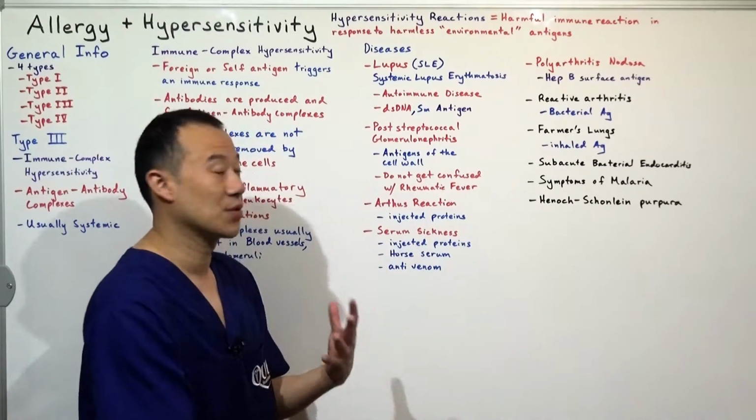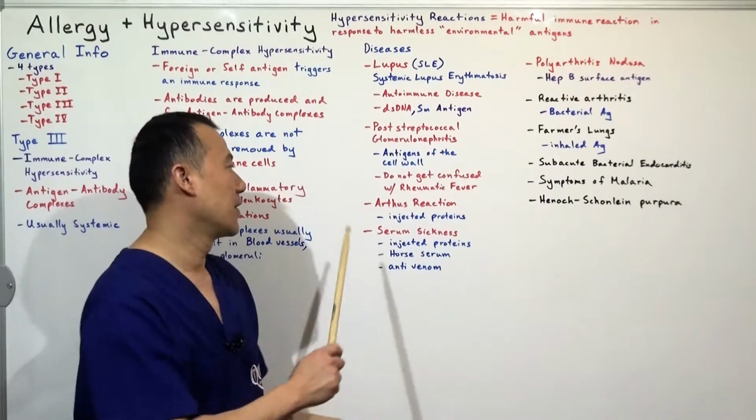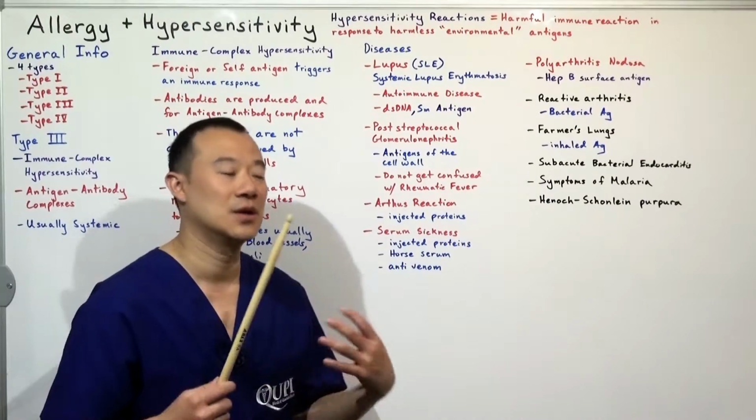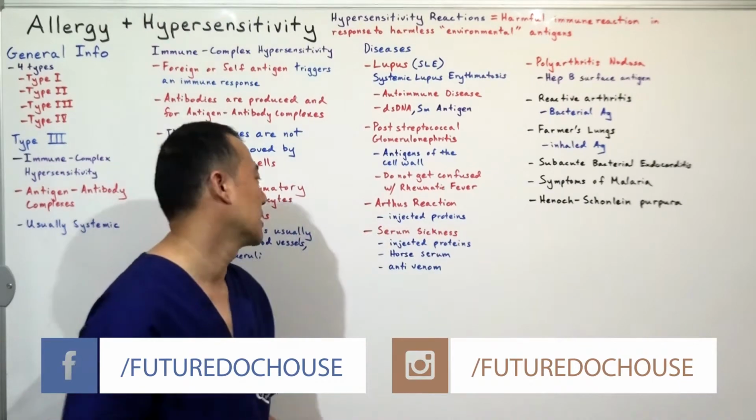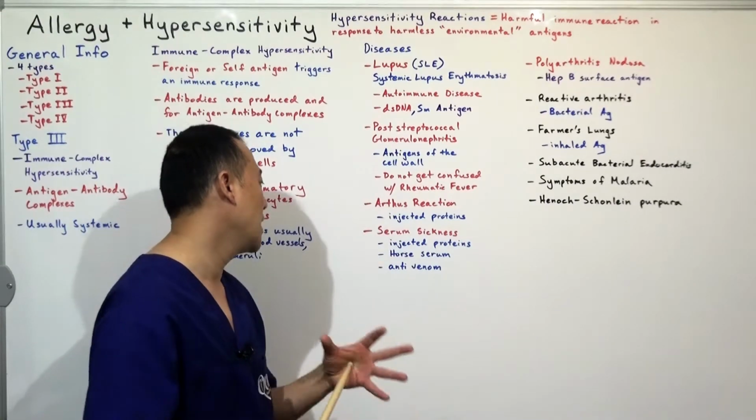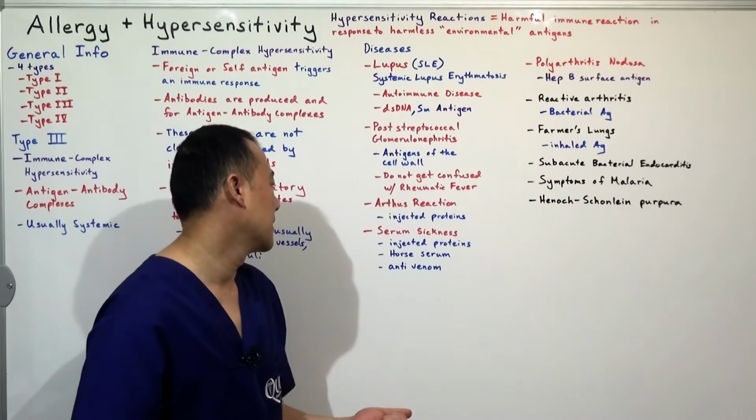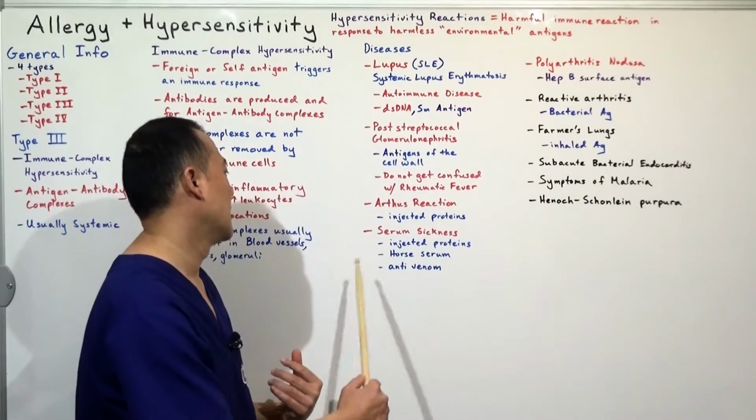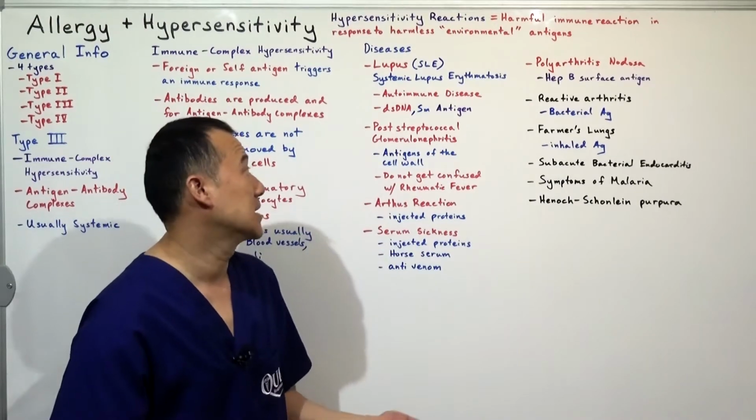Arthus reaction, which is injected proteins, which create the antigen-antibody complexes. It's very interesting. There's a whole chapter on this. Read it, understand it, so that when you get a question on the boards about this, you'll be like, oh, I got this. Same thing with serum sickness. Usually this happens when horse serum is injected into the patient, usually due to the antivenom that's available, or the horse serum can be part of a vaccine or antivenom, as well as injected proteins. So serum sickness, look it up. It's quite interesting and fascinating.